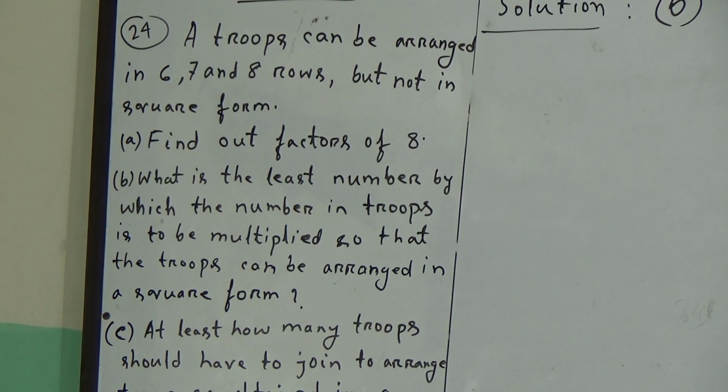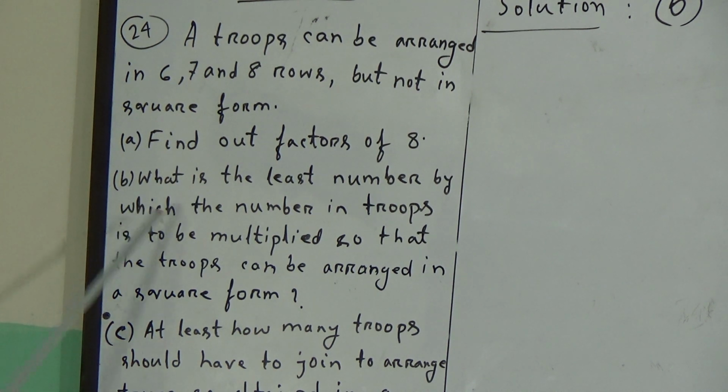That means the number of troops will be divisible by 6, 7 and 8. If we divide the number of troops by 6, 7 and 8, then the remainder will be 0. Now at first we have to find out the LCM of 6, 7 and 8. Then we will find the number of soldiers in the troops.